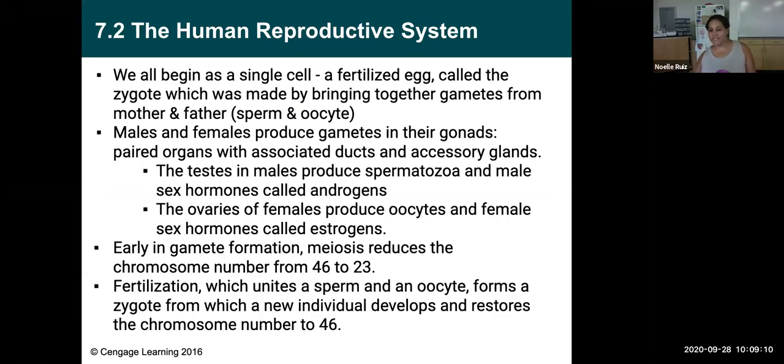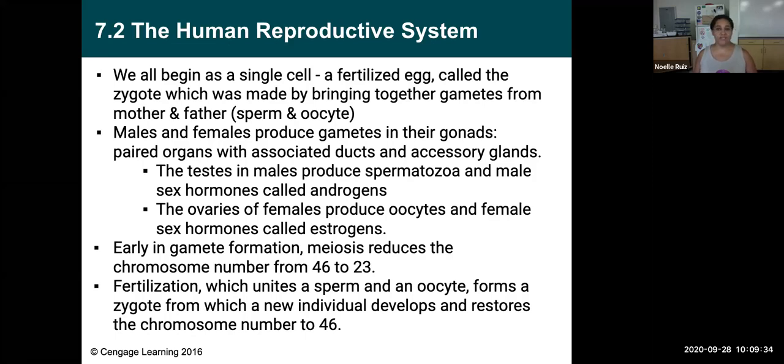We all begin as a single cell, a fertilized egg called the zygote, which was made by bringing together gametes from your mom and dad, the egg and the sperm. Egg and the sperm meet. That point is called fertilization. Cells begin to develop and become a zygote. The oocyte is the official term for a girl's egg, which we learned a few chapters ago.